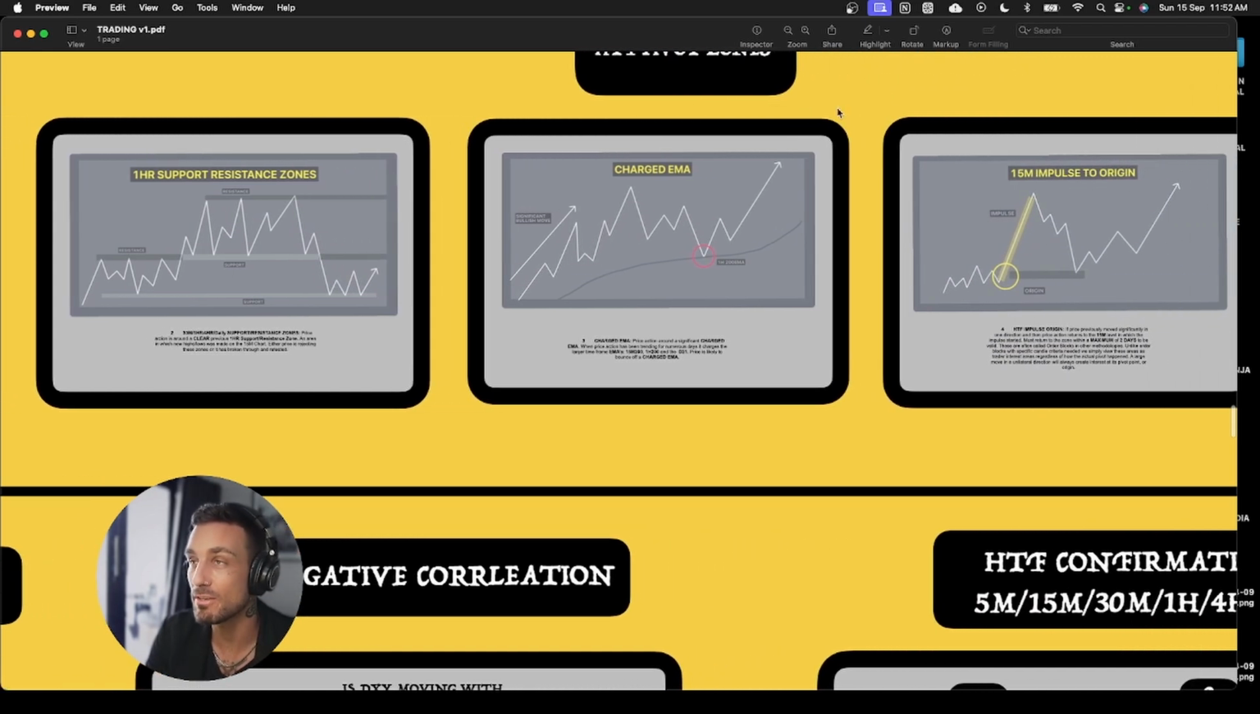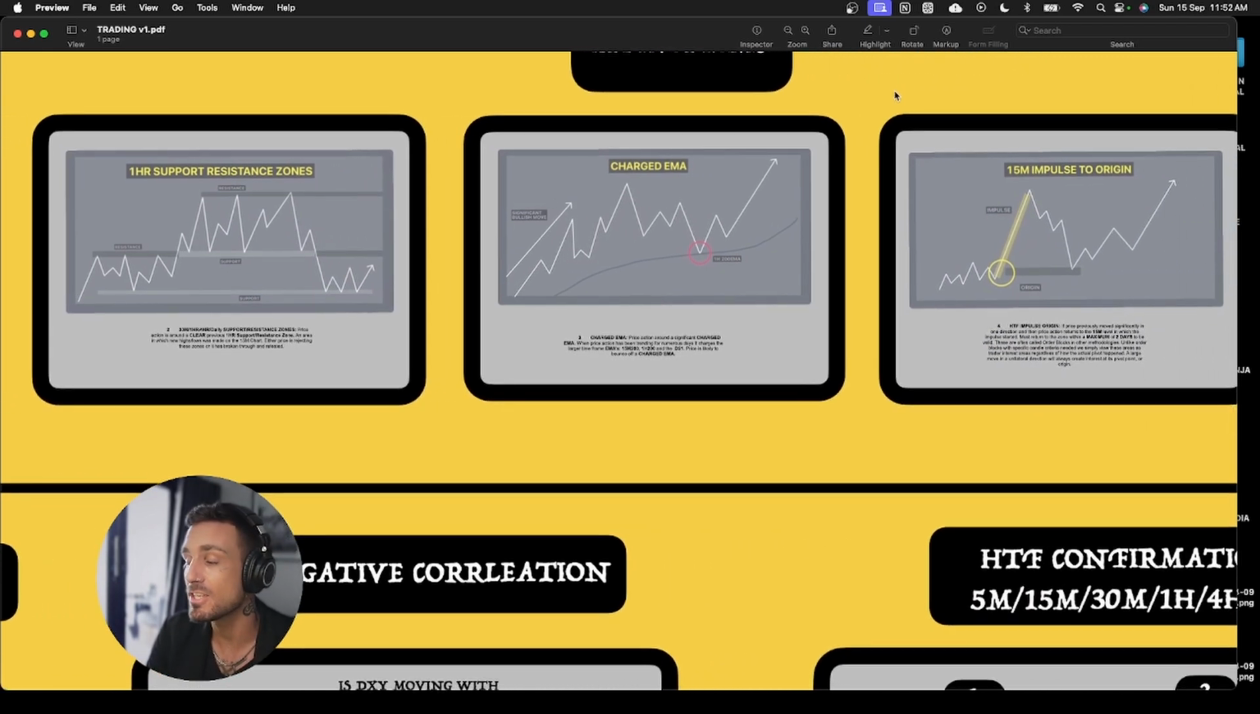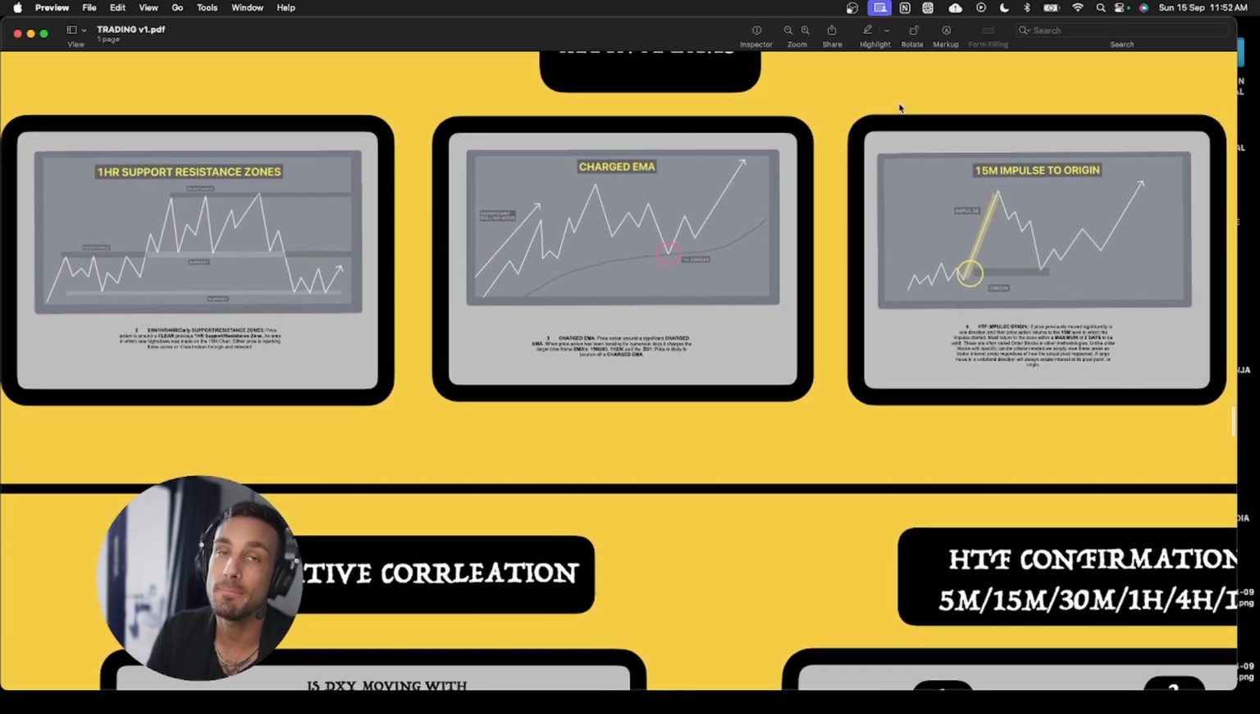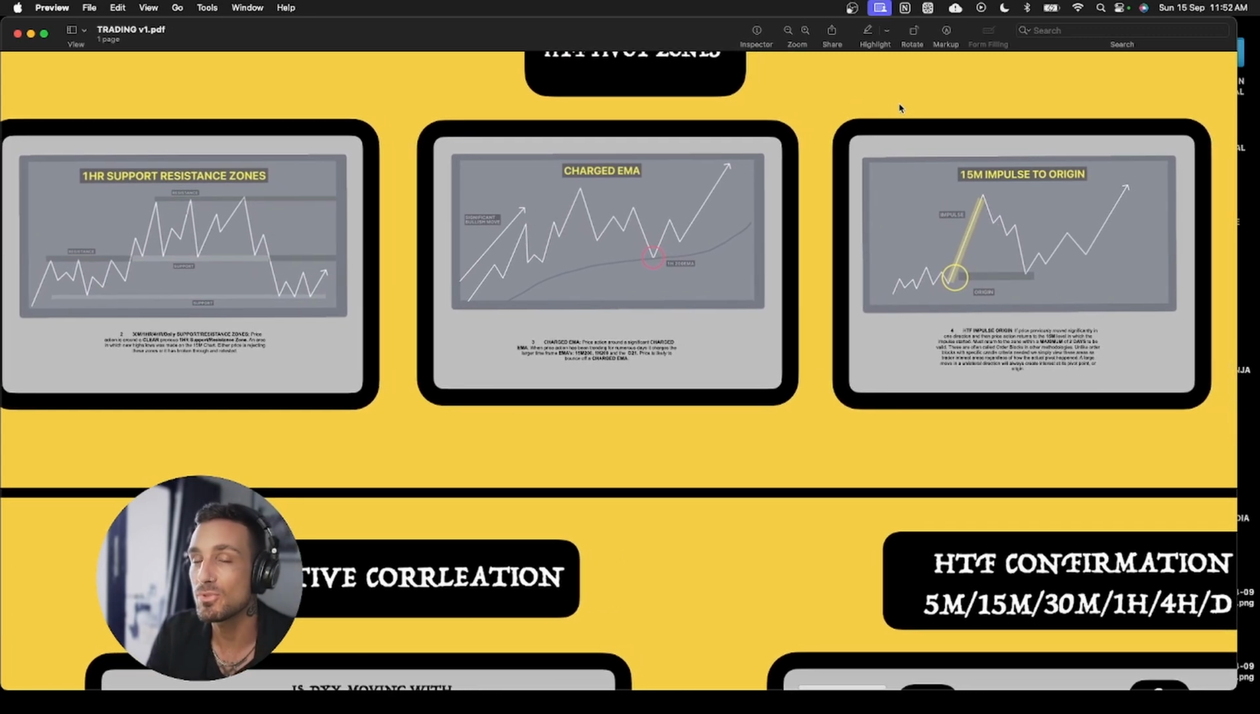The next thing we're looking for is charged EMAs. If price action has moved for quite a long period of time without interacting with an EMA, there's a high likelihood that institutional traders will find value when price returns to those EMAs. I call them charged. So those EMAs, specifically charged EMAs, are areas where I'm likely to expect some sort of interaction.